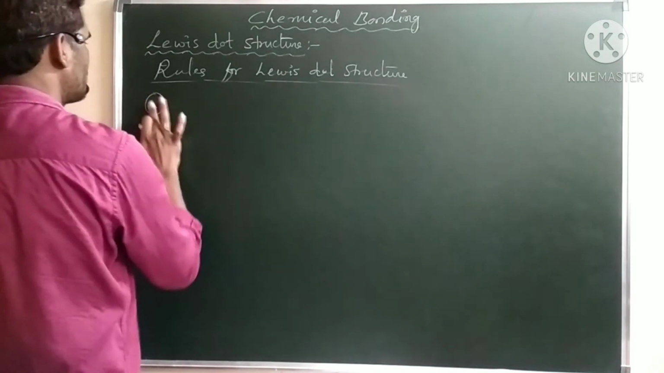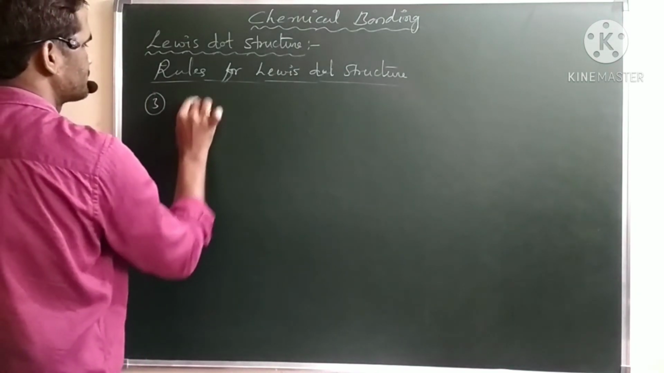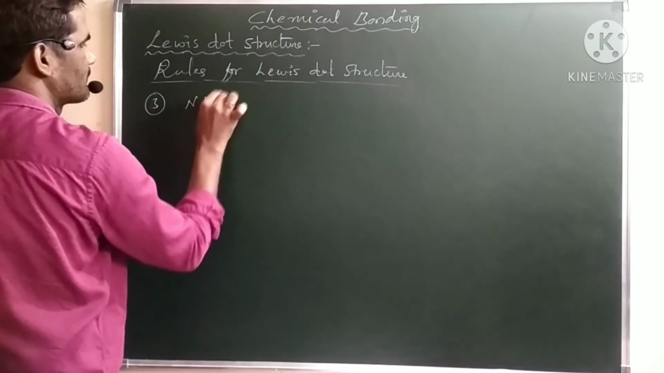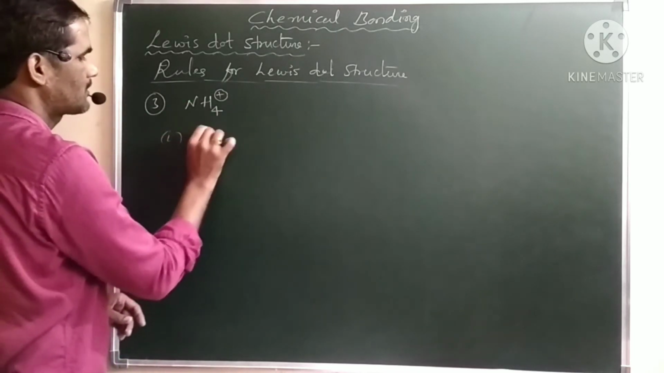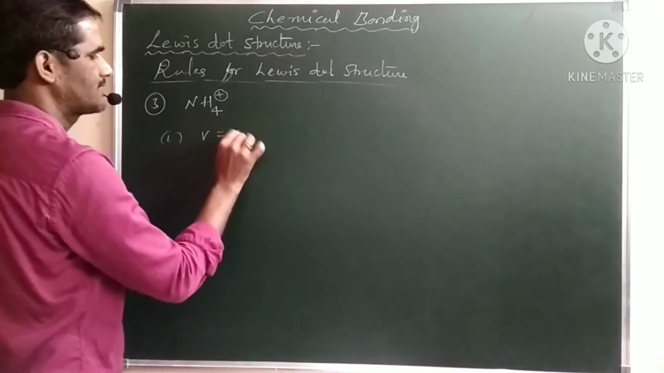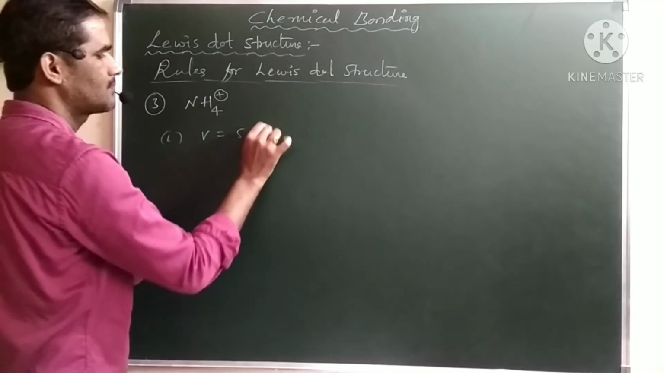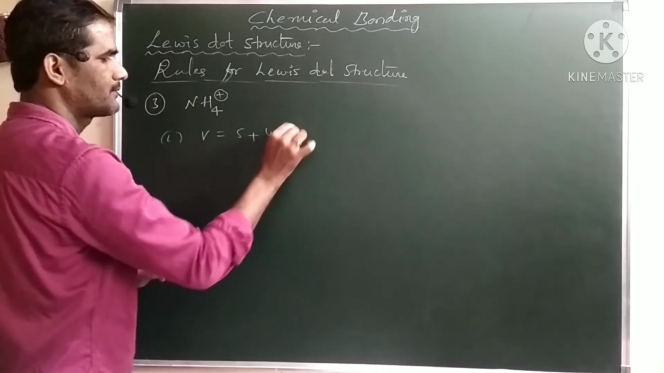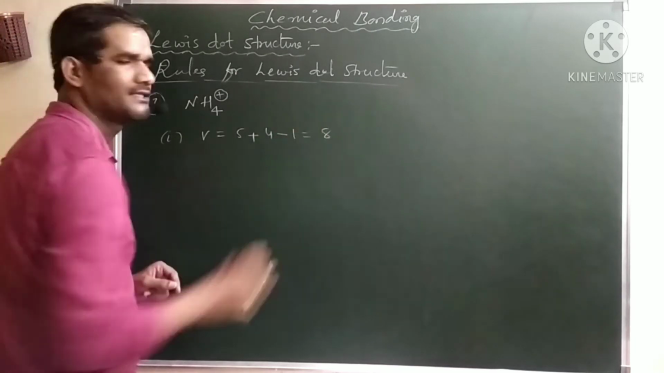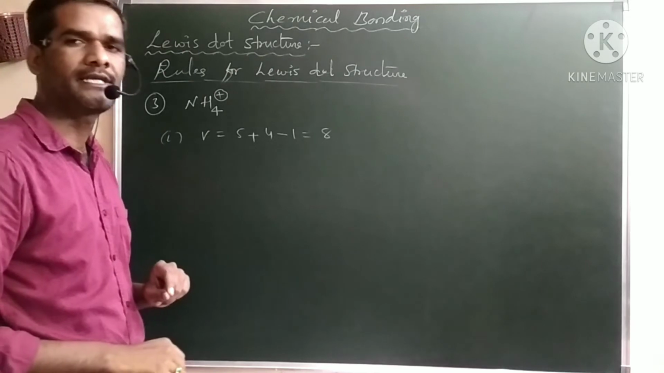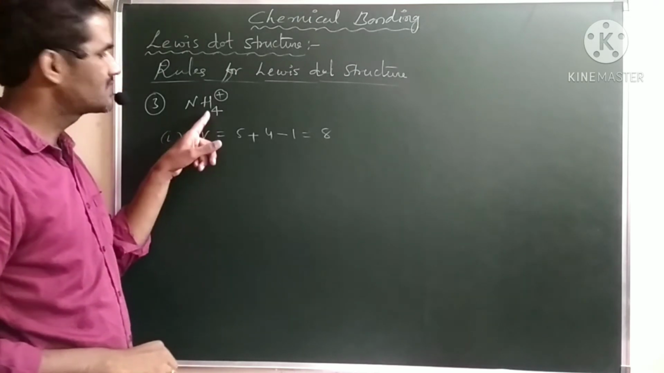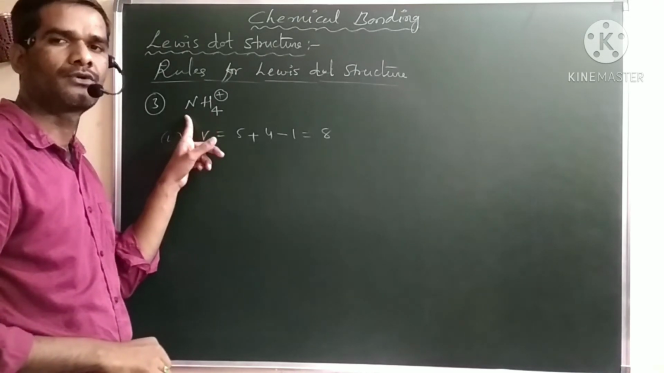If I take the cation ammonium, NH4 plus. Again, first rule, the number of valence electrons: nitrogen valency 5, hydrogen 4, but 1 positive charge, so 8 valence electrons. Out of nitrogen and hydrogen, which is the least electronegative? Hydrogen is less electronegative compared to nitrogen.